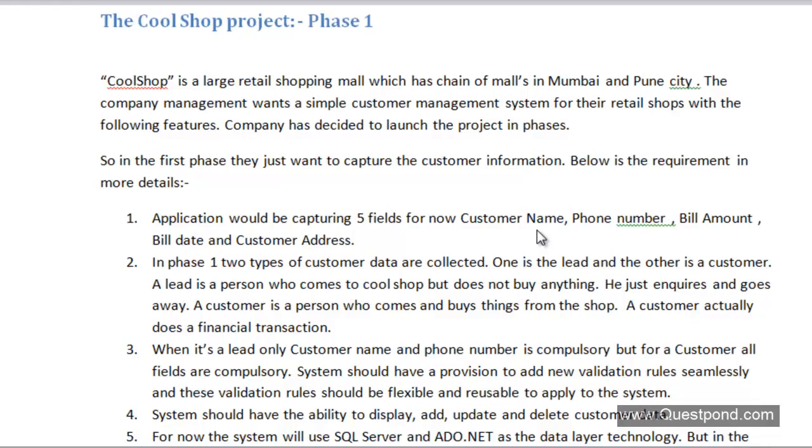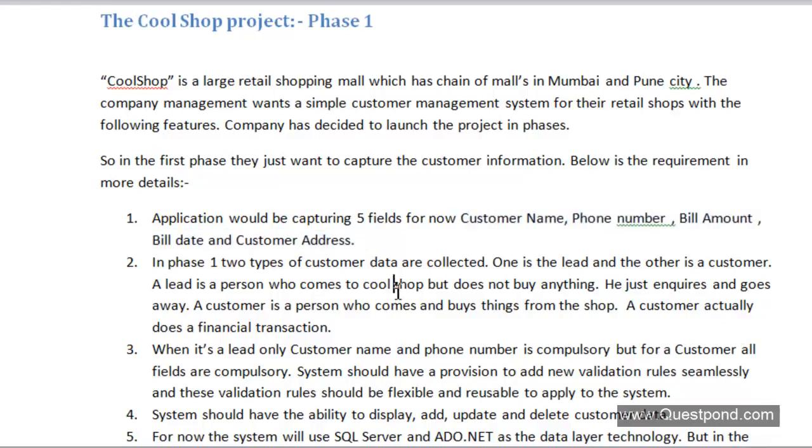First, requirement number 1: the application would be capturing fields: customer name, the name of the customer, phone number, bill amount, how much the bill is, bill date, and the address of the customer. So 5 fields this application should capture in phase 1.